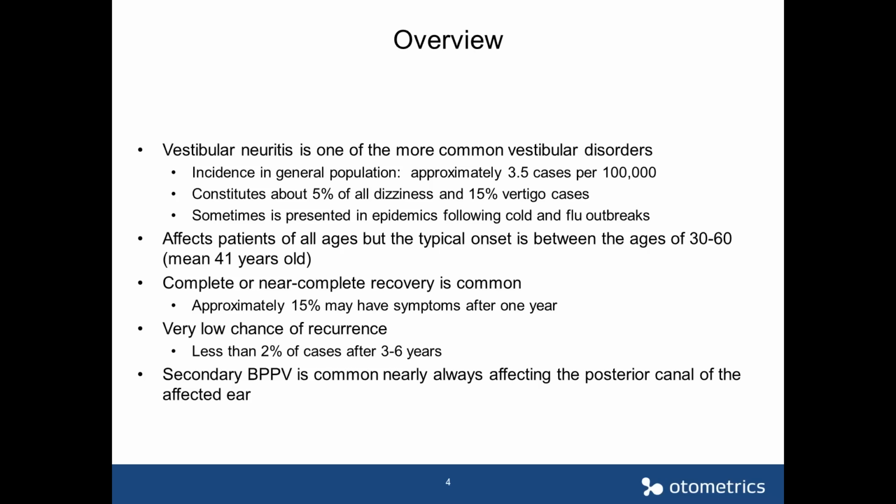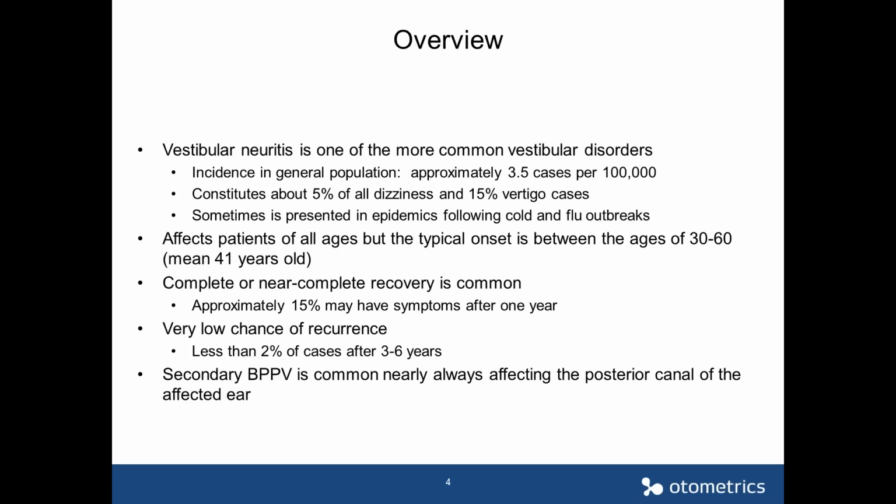In most of the cases, the condition either completely or near completely recovers, but the timing can be different. In some cases, it will take only a week or a few weeks, and in some cases, it could take up to a year or more. Only 15% may have symptoms after about 1 year or so.